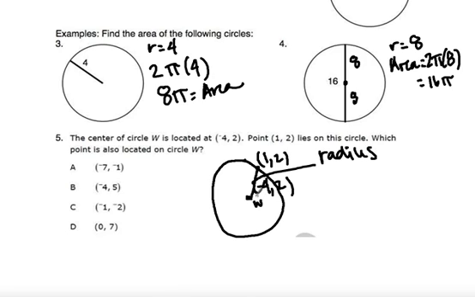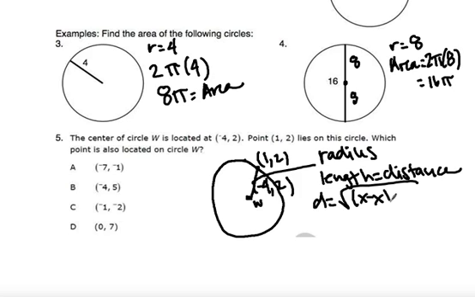Now, if you could find the length of your radius, then you would know how far it needed to be from the center to one of these points. So you need to start by finding the length of that radius. Remember that length is another word for distance. So you need to find the distance between these 2 points. Remember that your distance formula that you learned yesterday was the square root of (x minus x) squared plus (y minus y) squared.